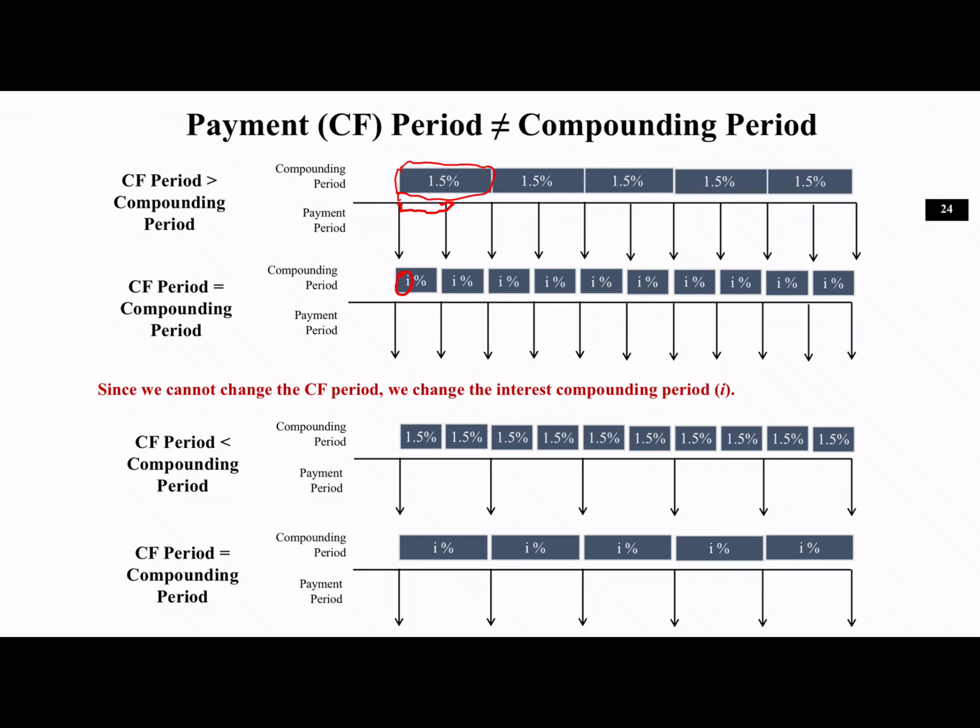Another thing is, if the payment period is longer than the compound period. For example, this, right? The compound period is this long, but the payment period is 2 times or more longer than the compounding period. Well, in this case, what is the interest rate for the payment periods? These are situations we will also see a lot when we are doing engineering economics calculations.